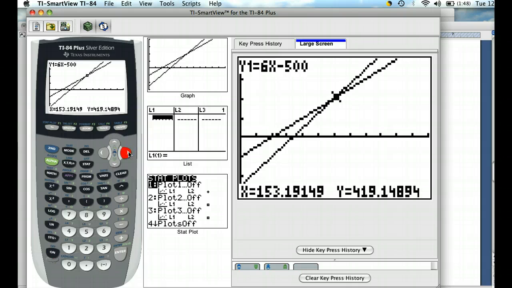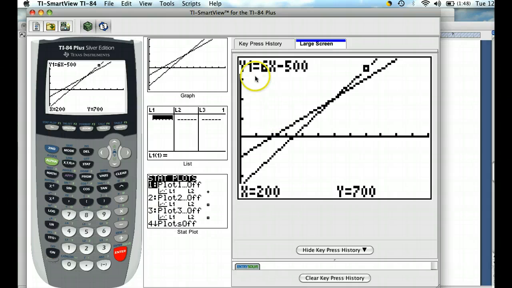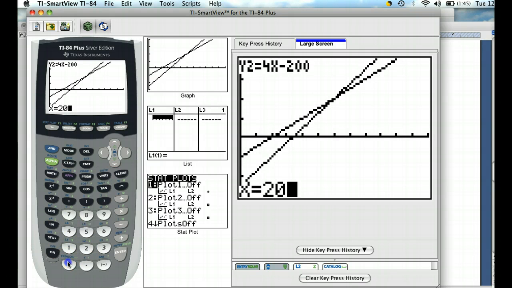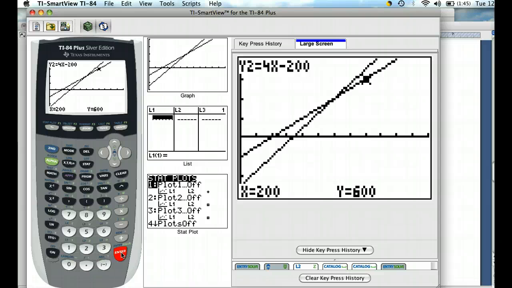along this function, if I were to put in, for example, 200 students, it tells me that my profit for the band would be $700 if we sold 200 tickets, if 200 students attended. On the other hand, if I sell 200 tickets for the DJ function, our profit would be $600. Okay, so we're going to talk about the rest of this in class, but since I know I don't have a graphing calculator in class, I wanted to show you this part.